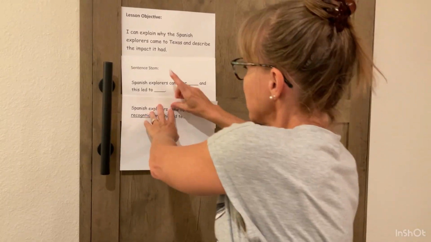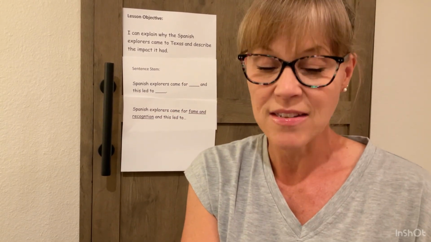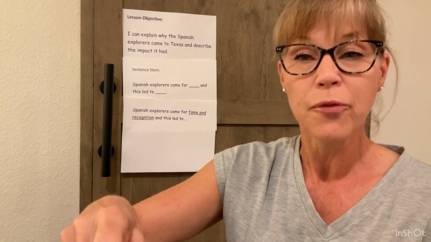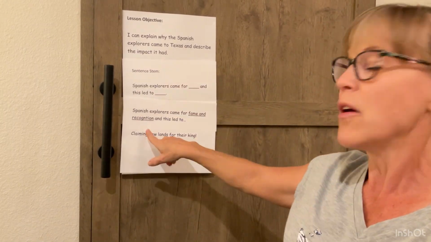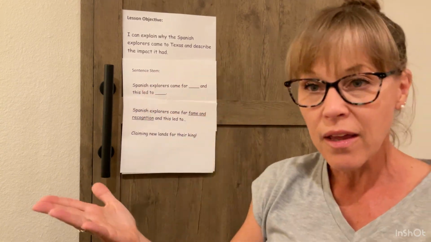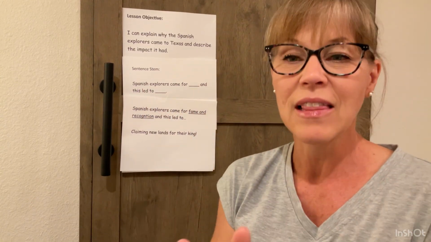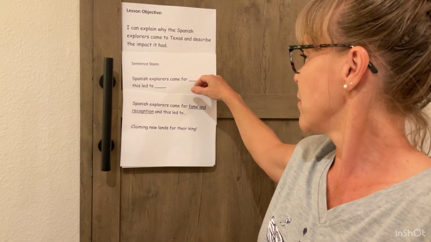And the effect was what? They came for fame and recognition. And what did that lead to? Yes, they claimed new lands for their king or their country, right? So we're using our sentence stem. The Spanish explorers came for fame and recognition, and that led to them claiming lands for their king.